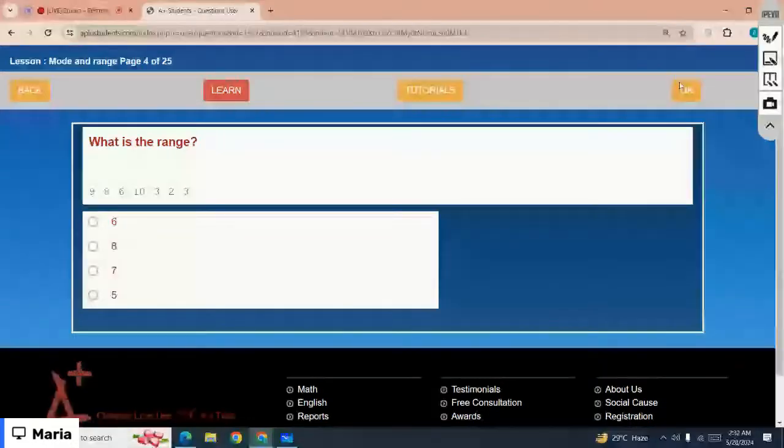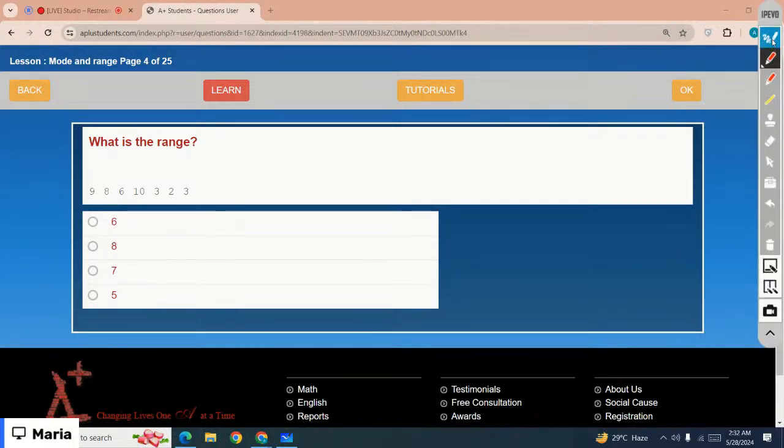The range is the difference between the greatest value and the smallest value. So you need to find the greatest value in the given data. The greatest value is 10 and the smallest value is 2. So the range is 10 minus 2, which is the correct option. The correct option is 8. So the range is 8. Got it? The correct option is 8.